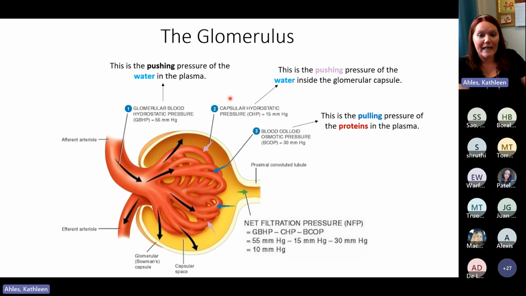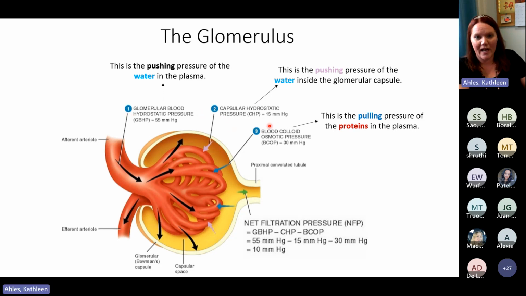Pressure number 2, capsular hydrostatic pressure. Since we're hydrostatic, this is still going to be water. It's still going to be a pushing pressure, but this time it's a pushing from inside that cup. So this pushing pressure is all the water that's leaked out that wants to push to go back into the blood vessels. So this is going the opposite direction of this. Capsular hydrostatic pressure, opposite of glomerular hydrostatic pressure.